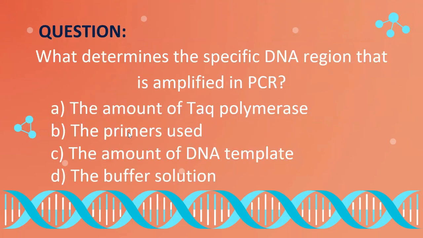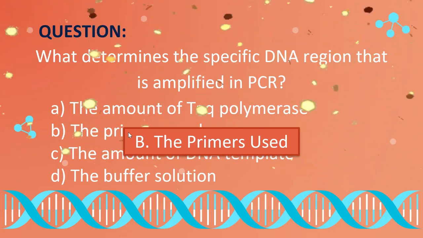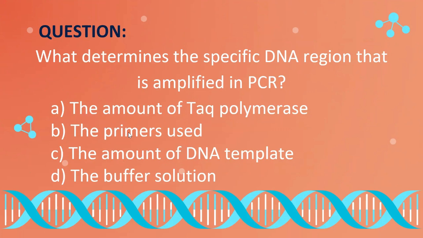And then next question we have here. So what determines the specific DNA region that is amplified in the PCR? A, the amount of Taq polymerase. Ayan, so lumabas na yung sagot. Pasensya. Okay, so the correct answer here is the primer, that is B.